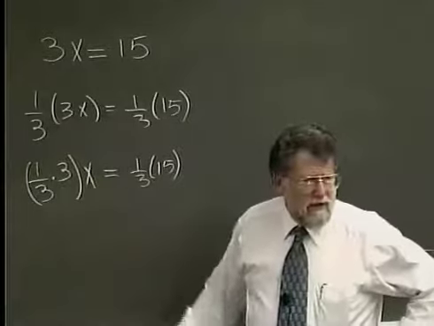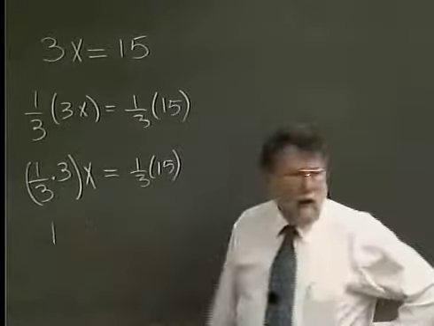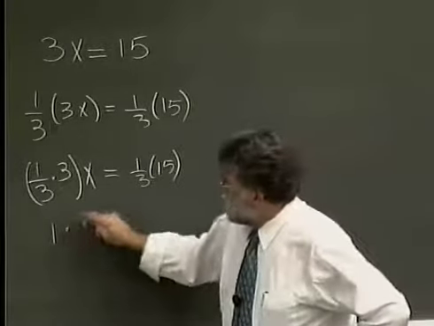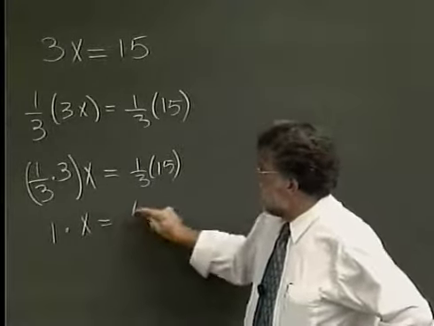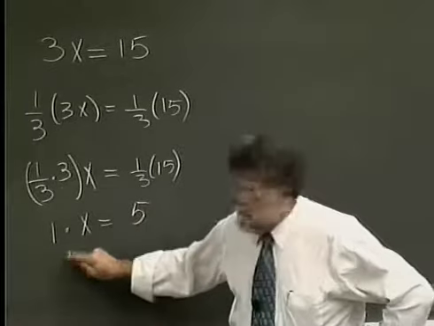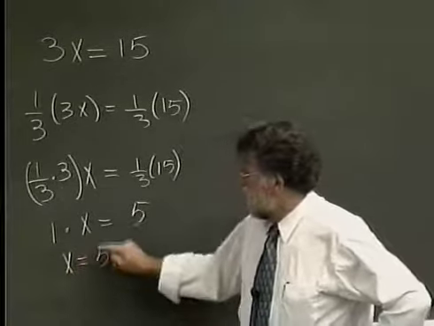But here, the 1/3 times 3 is what? 1 by the inverse property. And then that gives you 1 times x. I'm going to leave the 5 here. I'm just going to make that transition. And now by the identity property, this becomes x.